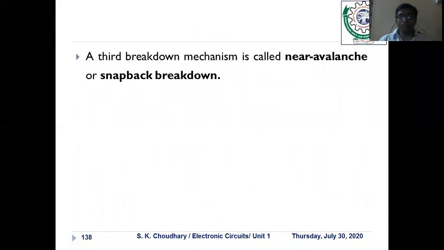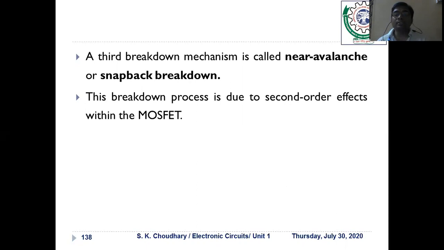And obviously, when the current changes rapidly with a small change in the drain voltage, it contributes significantly to the power dissipation of the device. So that is the second kind of breakdown. The third kind of breakdown mechanism is called the near avalanche or snapback breakdown. This breakdown process is due to the second order effects within the MOSFET.